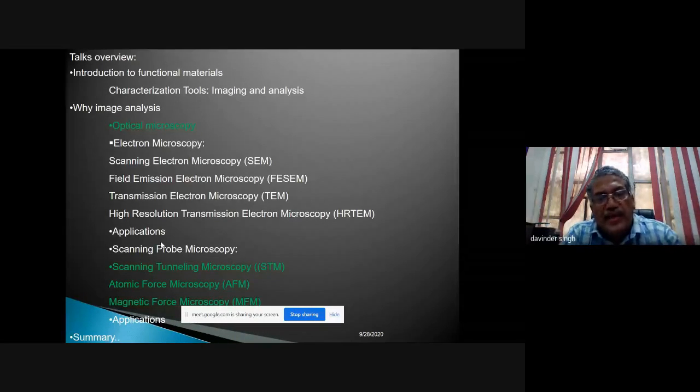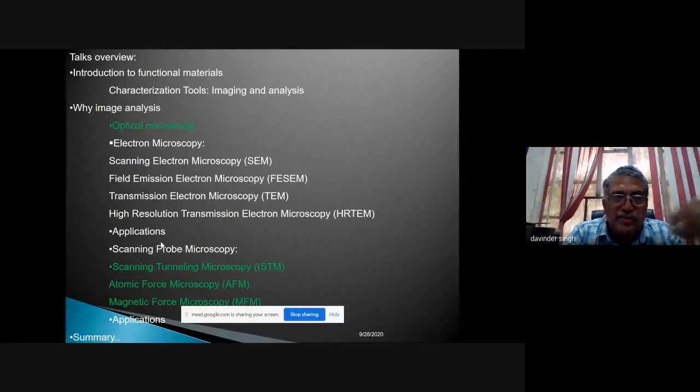And then if I get the time, I think I will go briefly into scanning probe microscopy, which is scanning tunneling microscopy or atomic force microscopy or magnetic force, whatever the case, the forces we have. So we can have SPM. So I will try to explain all the fundamentals of microscopy. Okay.